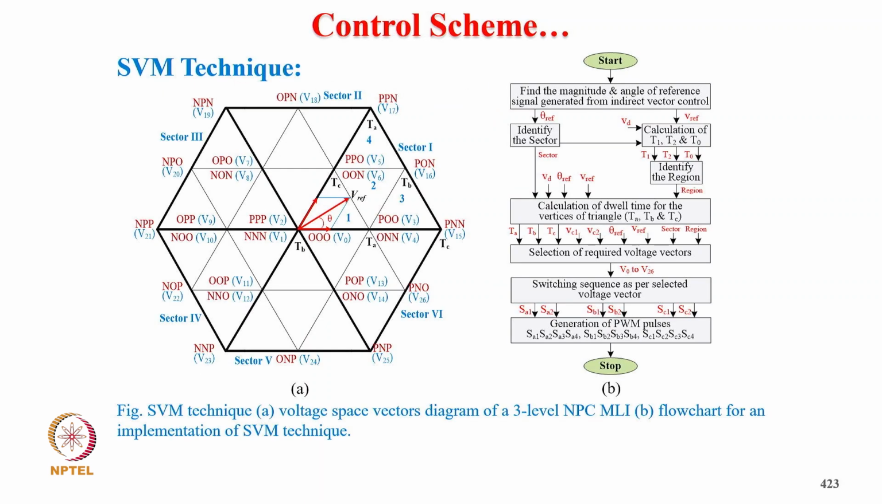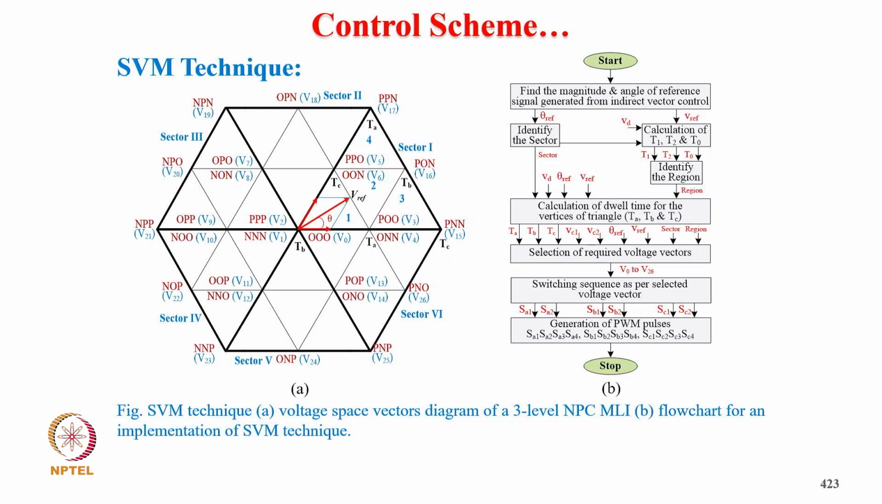And this is the space vector modulation technique. The figure shows the voltage vectors diagram of the three-phase neutral point clamped multilevel inverter and the flow chart for implementation of the SVPWM technique. In the flow chart, we find the magnitude and angle of the reference signal from the indirect vector control, so we get theta reference and V reference. Then we calculate T1, T2, and T0, and form the sectors.